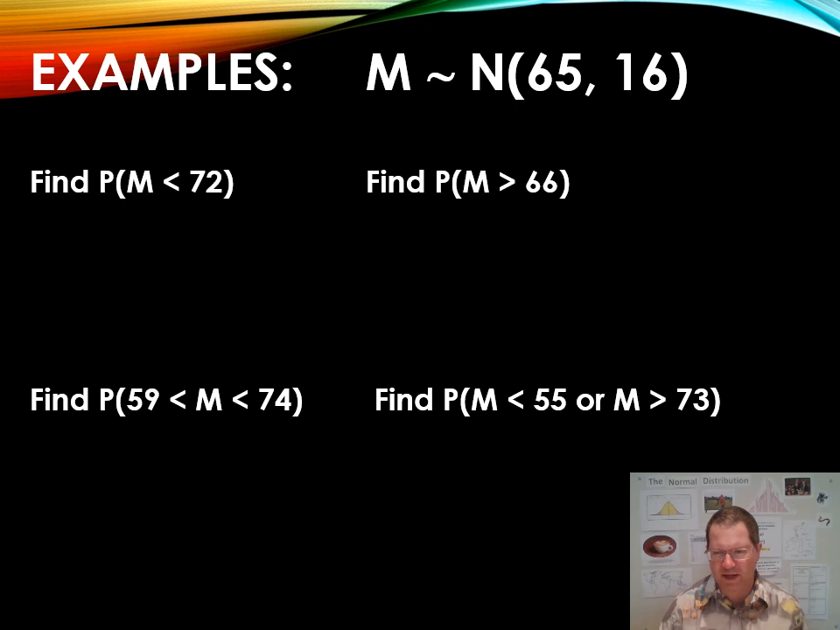So that's how you use your calculator, but let's look at 4 examples based on this normal distribution with a mean of 65 and a variance of 16 in 4 slightly different situations. One where m is less than 72, one where m is greater than 66, one where m is between 59 and 74, and one where m is less than 55 or greater than 73. And notice they're all less thans or greater thans. There's no less than or equal to's or greater than or equal to's, because again the probability that any value is specifically equal to something is 0.